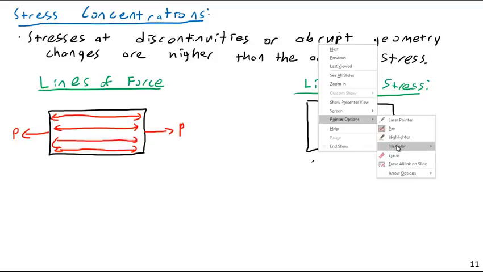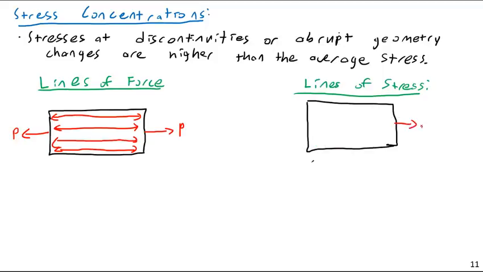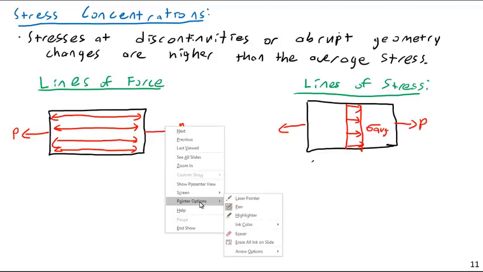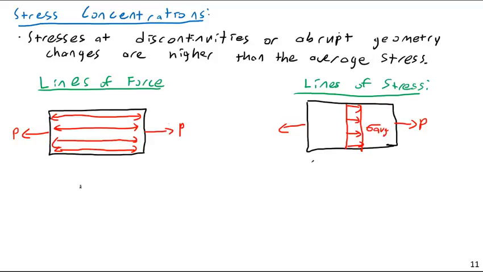Then if I do a line of stress diagram, I'm going to have a load P on either end, and I would have a uniform stress throughout the section. And this is just sigma average, the average stress. Sorry, this is the member without a discontinuity or without a hole in it. And now I'm going to consider a member with a hole in it and see how the forces resolve themselves.